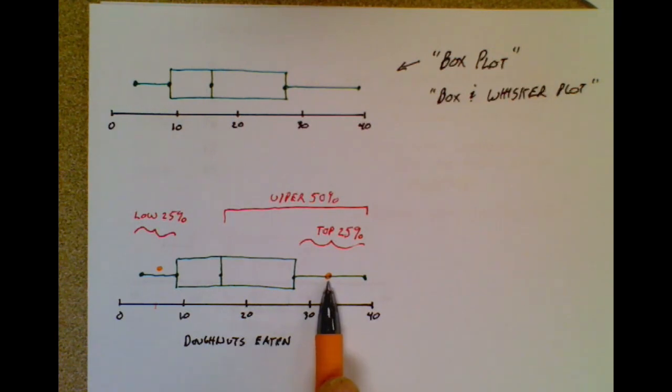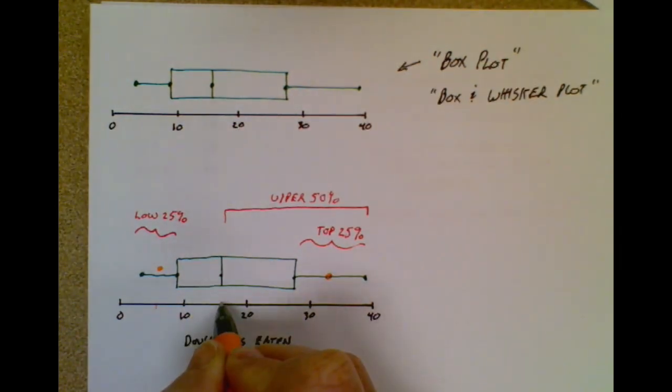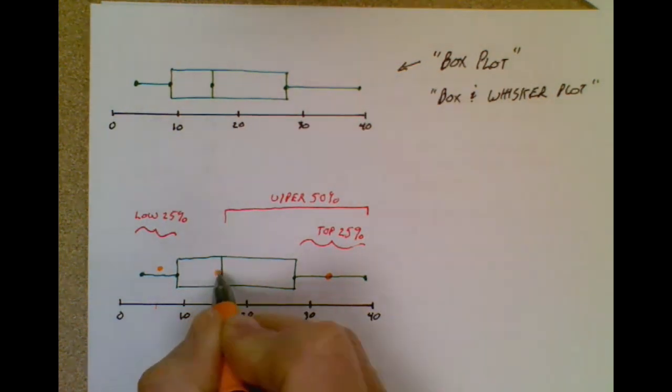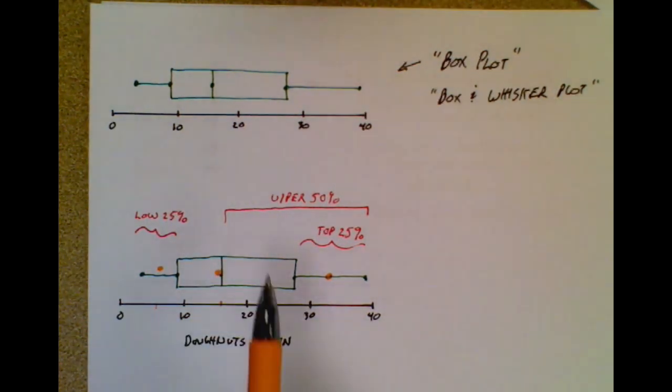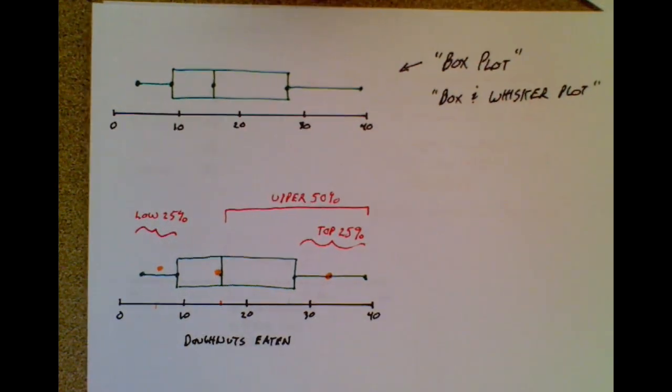That's pretty good. If somebody told you that they ate 17 donuts last year. I can't remember exactly what that is. I think that's around 18, but who knows. 17 might be like right around here. And in that case, that person would be about at the median or the middle 50% of donut eaters.